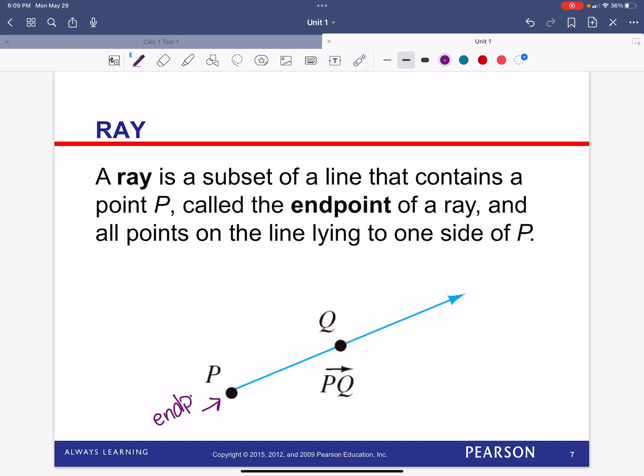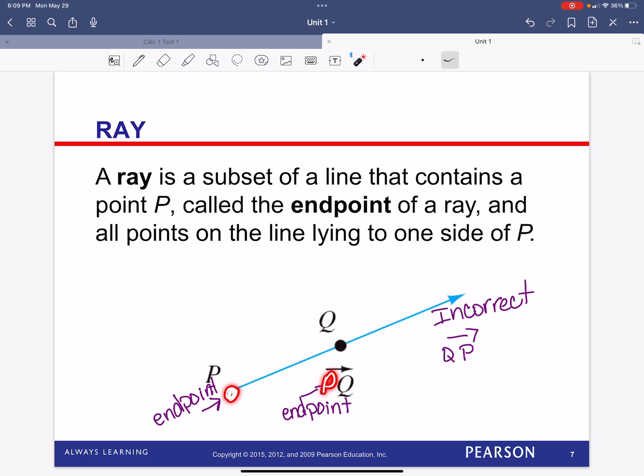And please notice that when you are naming it, this part right here has to be the part that was on the end point. You could not reverse this and name it QP, because P is where we have the end point. So we have to have that P first right there. This would not be allowed. That's the incorrect way.